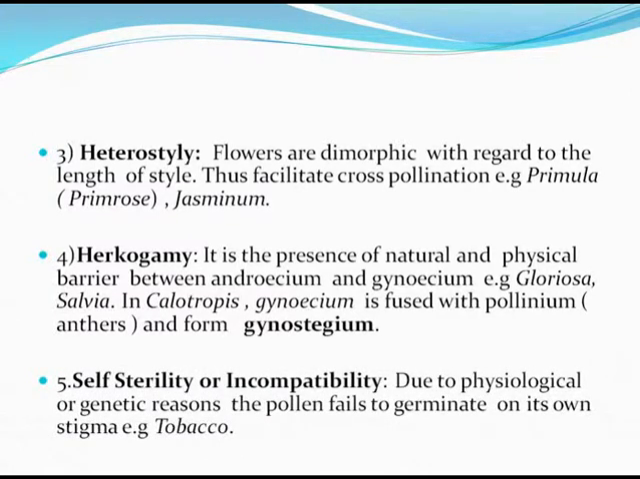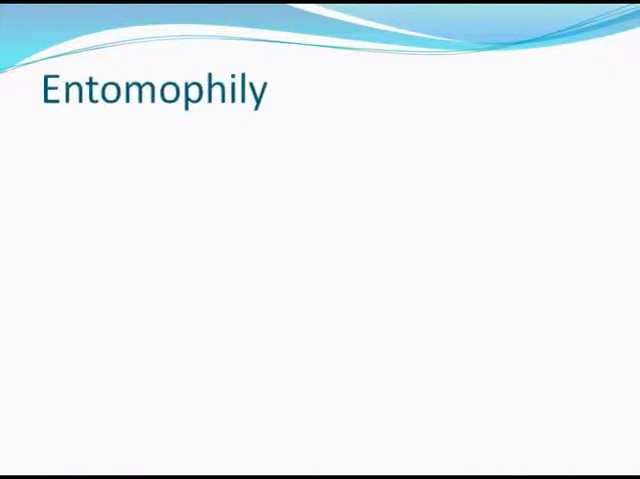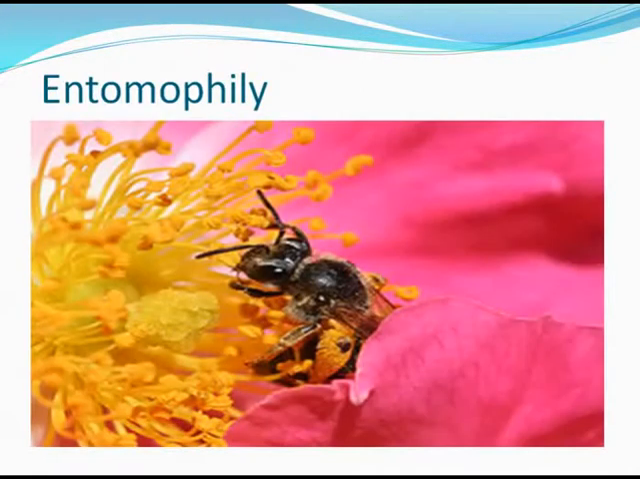Self-sterility or incompatibility. Due to physiological or genetic reasons, the pollens fail to germinate on their own stigma. Example is tobacco. Entomophily, that is pollination by insects.